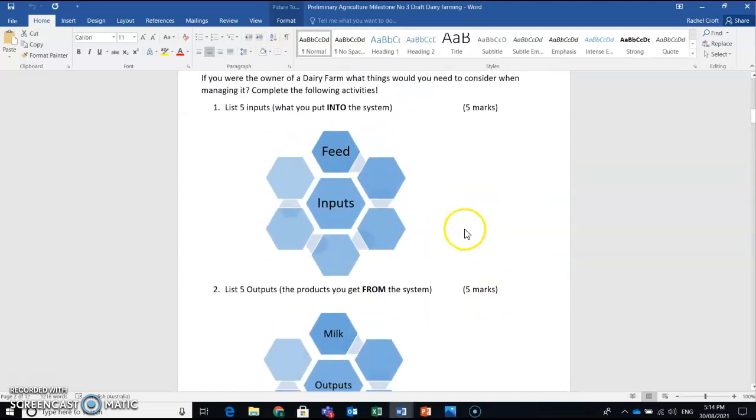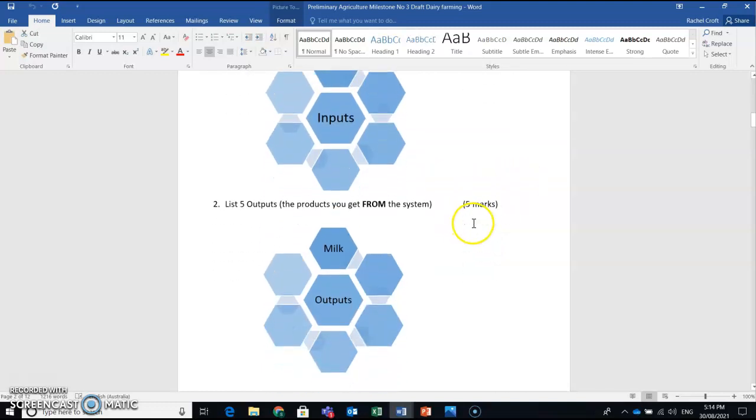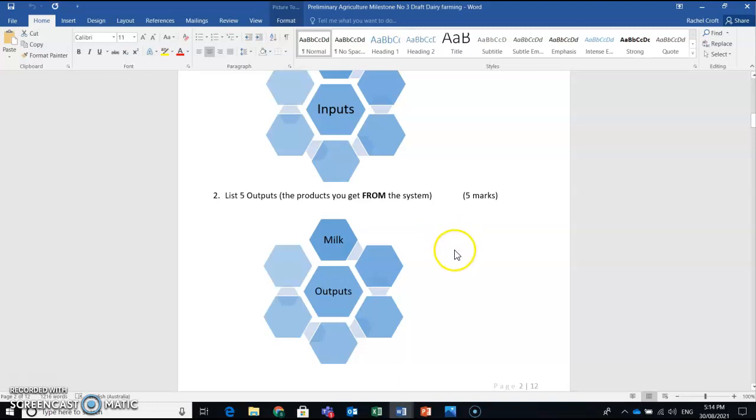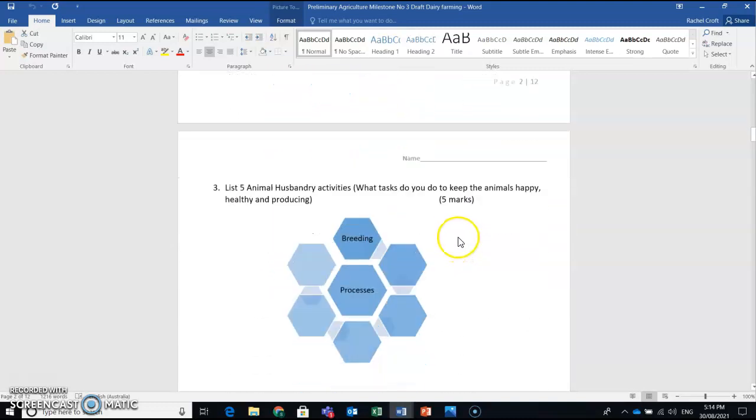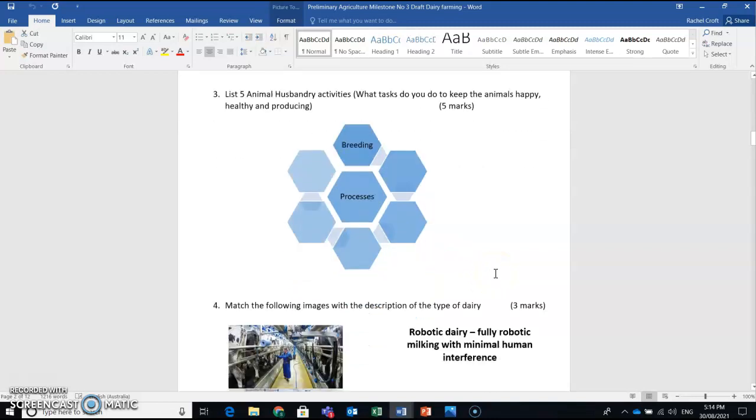It asks you to list 5 inputs, things that you're putting into the system, 5 outputs, things that you're getting from the system, and 5 animal husbandry activities. So 5 things that you need to do with the animals to keep them happy, healthy, and producing lots of dairy products for you. So some of the processes that you go through to keep those animals producing lots of things for you on the dairy farm.